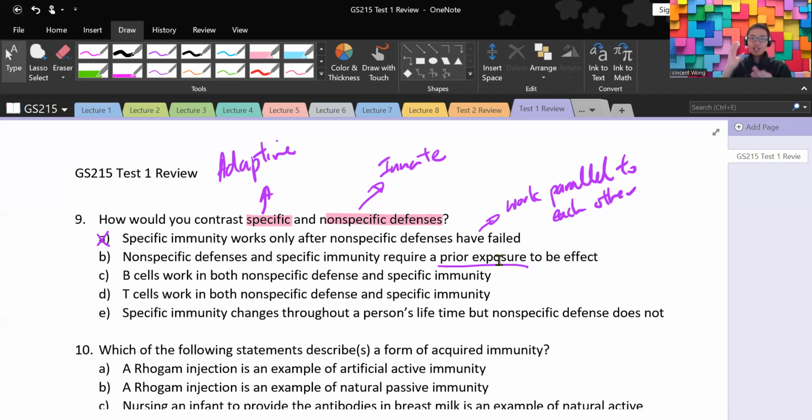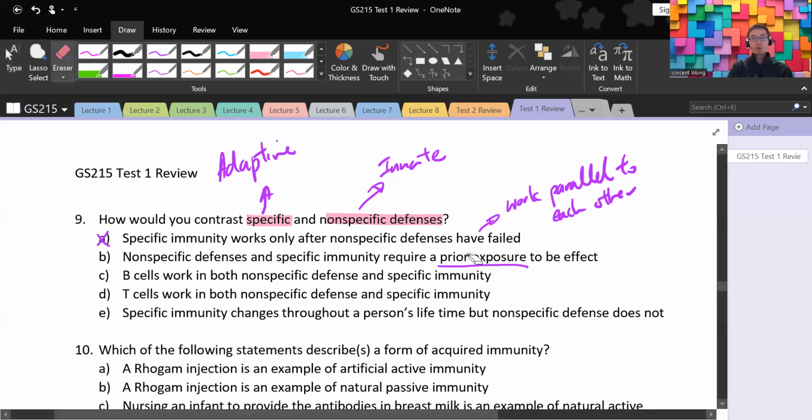However, once you have had prior exposure, the next time you get infected by the same thing, you will be much better at fighting it. Okay, you will be able to get rid of it much faster. But prior exposure is not a prerequisite for them to work.